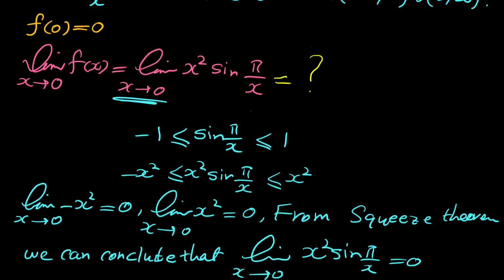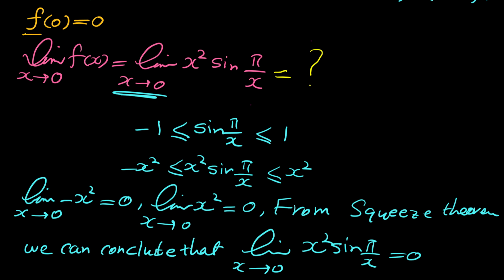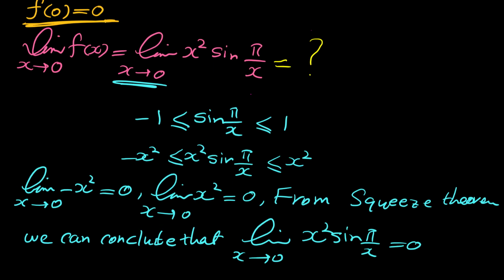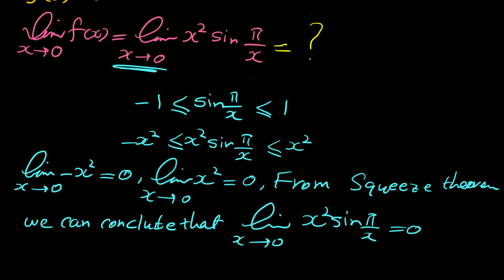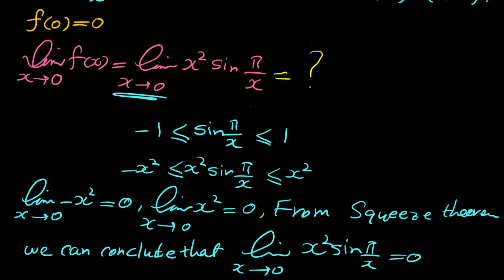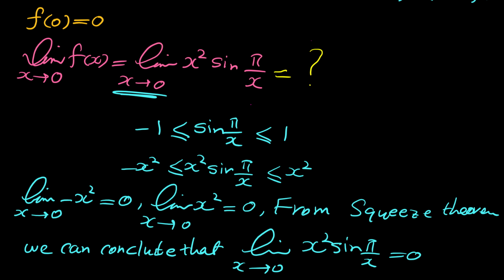Now look at this. Here we know that f of 0 is 0. And now we know that the limit of the function when x approaches 0 is also 0. So this function is continuous. This was the first condition for continuity. This is the second condition, that the limit should exist, and it exists and it equals 0. Let me erase this from here. The limit exists and now we know that it equals 0.